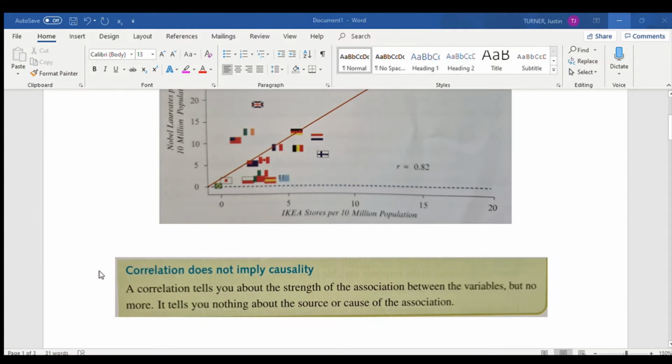Correlation does not imply causality. A correlation tells you about the strength of the association between the variables, but it doesn't tell you anything else. It does not tell you about the source or the cause of the association.